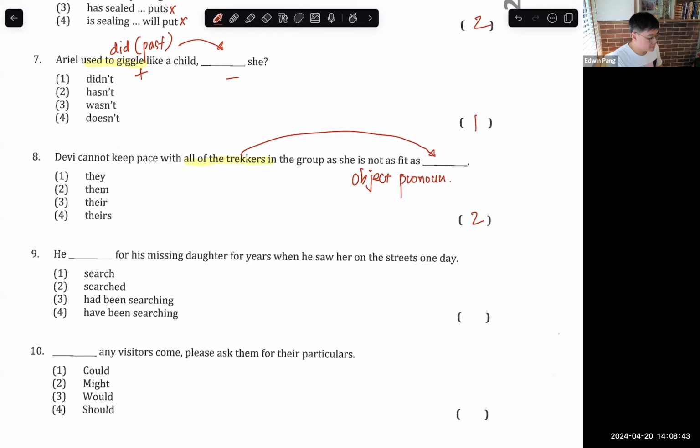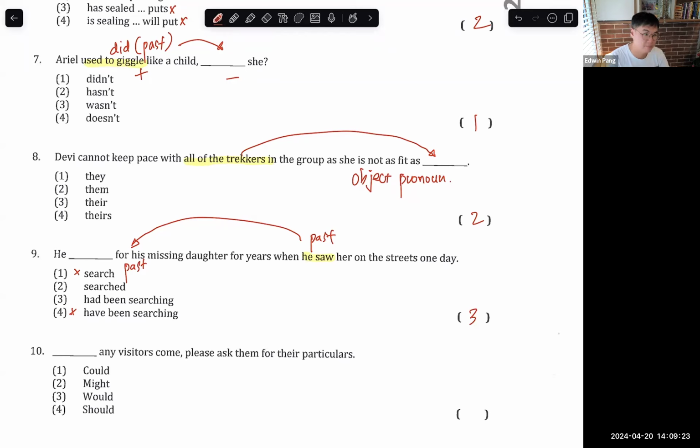Question number 9. He waited for his missing daughter for years when he saw her on the streets one day. So he, in the past, when he saw, so this is definitely in the past. Therefore, this answer must also be in the past. I cancel out all the present forms, and I'm left with searched and had been searching. He searched for his missing daughter for years when he saw her on the streets doesn't work. Why? Because you can't have a one-to-one verb format. So had been searching for his daughter is the only possible answer.